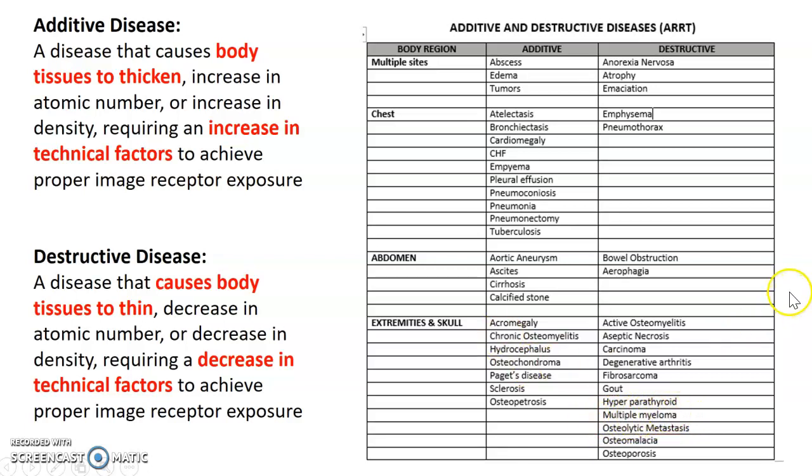So I really want you guys to focus on knowing your terms, knowing your terminology, definitions. Make a flashcard for every one of these if you can, and start working on those. So additive is going to be an increase in tissue thickness, increase in technical factors. Destructive, decrease in tissues, decrease technical factors. So destructive, decrease, additive, increase for me, okay?